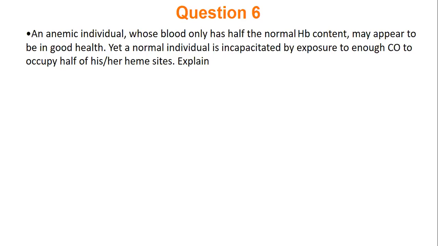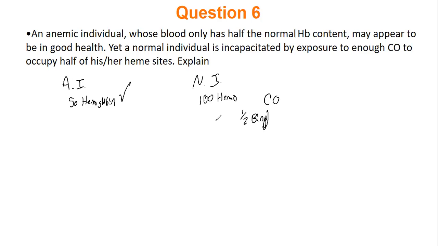However, if you take a normal individual and you give them enough carbon monoxide to bind half their hemoglobin, they die. Why is that? So I'll just write that out. Like an anemic individual, let's say a normal individual has 100 hemoglobins and an anemic individual only has 50 hemoglobins. They are fine. But if I add CO, so now half my binding sites are bound, this individual dies.